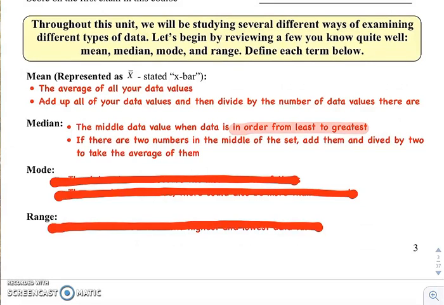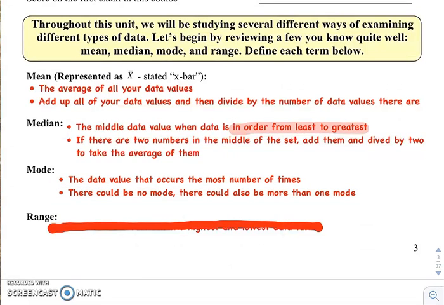So if there were to be two numbers in the middle, so say it's an even number of data values, then you guys just have to find the middle of those two values. So in that case, you would add them and divide by 2. So add those two numbers up, divide by 2, and you're essentially just finding the average of them.